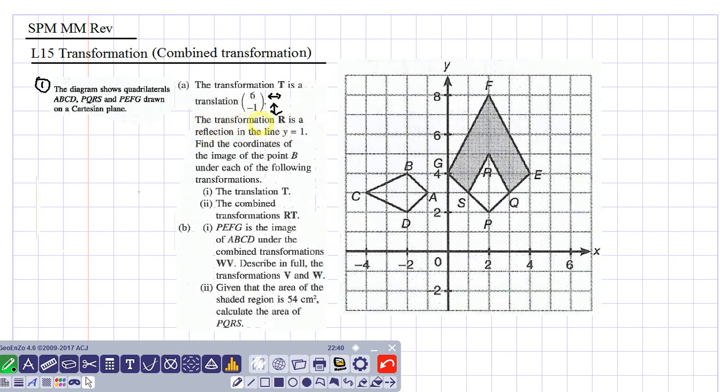Then we have another transformation, R. This is a reflection in the line y = 1. Find the coordinates of the image of point B under each of the following transformations. So let's go to the first one, translation T.